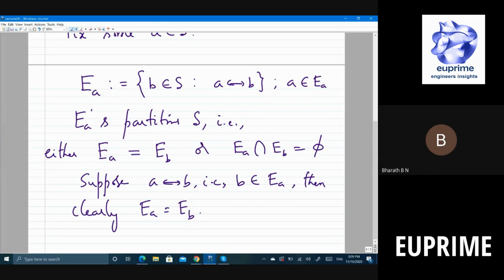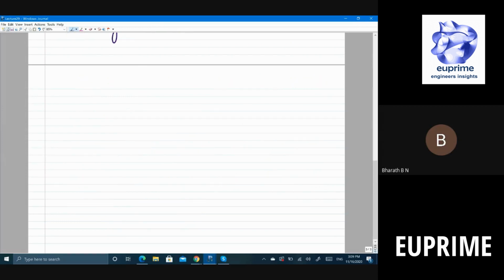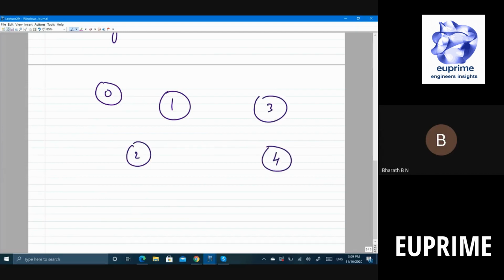So let me give you an example, then it will be clear, I think. I take states 0, 1, 2, 3, 4. So let's look at these things.